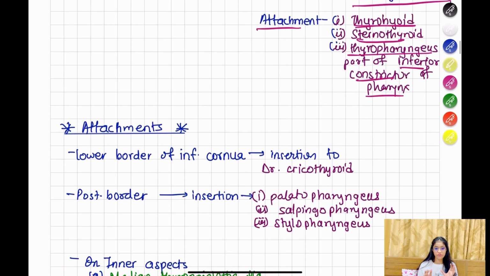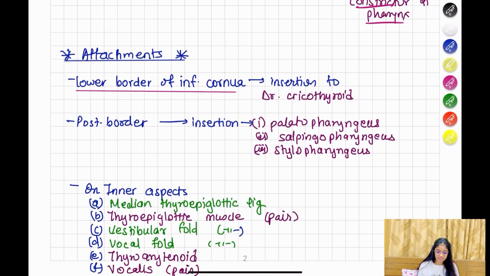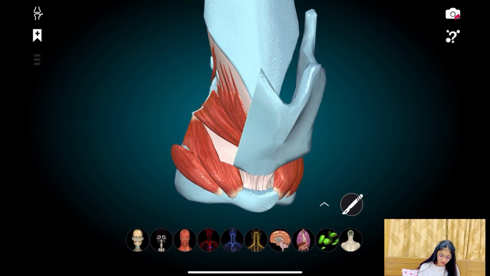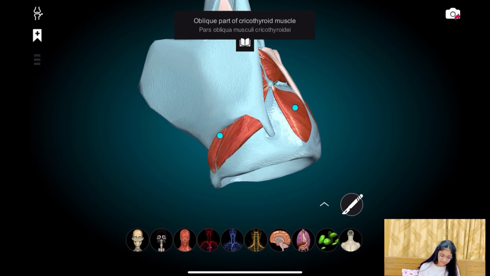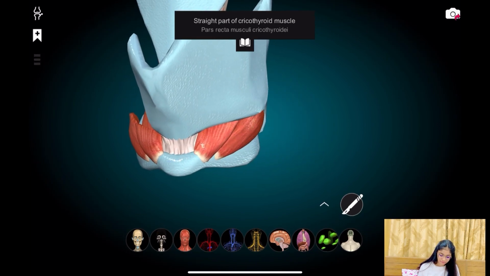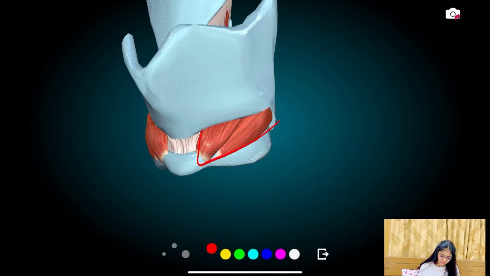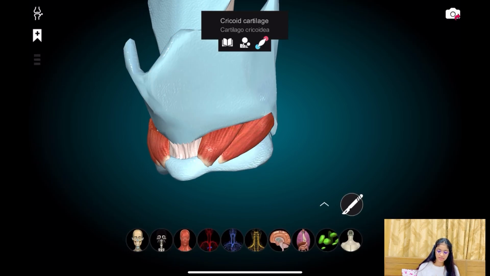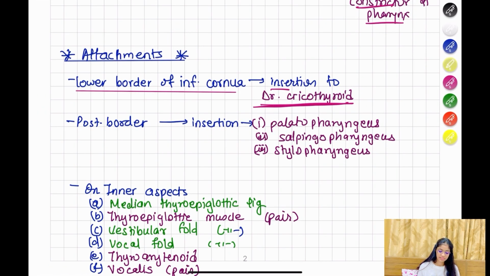Now attachments of the thyroid cartilage as a whole. Lower border of inferior cornua gives insertion to cricothyroid. Okay, now you can understand this also logically. Now inferior cornua gives attachment to cricothyroid. See, this muscle is the cricothyroid muscle, the whole thing. It is triangular in shape. See, it is triangular like this, and it attaches between thyroid and cricoid, so cricothyroid. Simple. So lower border of inferior cornua gives insertion to cricothyroid.